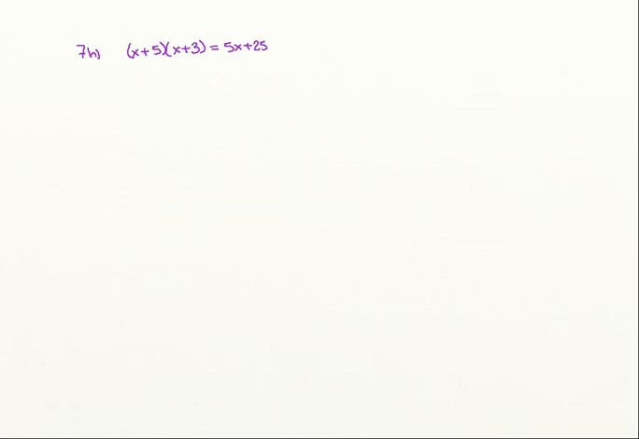7. Solve the equation and check your solutions. 7h. X plus 5 times x plus 3 equals 5x plus 25. First thing I'm noticing is it's not equal to 0, so now I have to multiply this out, simplify it, and then I can factor it and solve it. Okay, so let's FOIL. And we're going to simplify a little bit. It's a general equation for a quadratic now, so I can factor this.